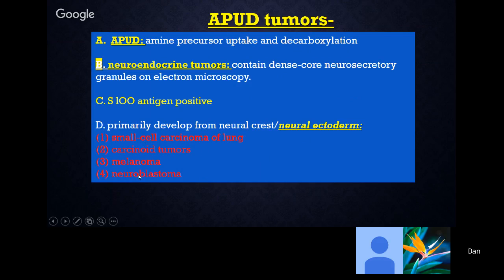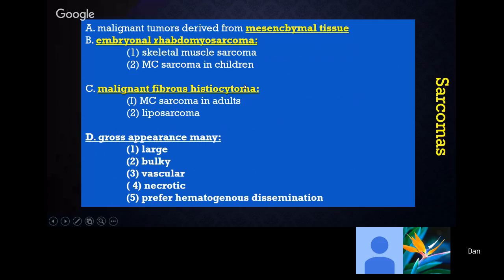Cancer in the location also can be very particular for this type of tumors. Two things that you need to remember about this type of tumor: the stain, S100 antigen positive, that can be asked, and the embryological origin, neural ectoderm. This is why you have the neuroblastoma. See, neuroblastoma is most embryological type of tumor, pretty much aggressive. Melanomas come also from the neural crest. So these are tumors that come from the mesenchymal tissue.